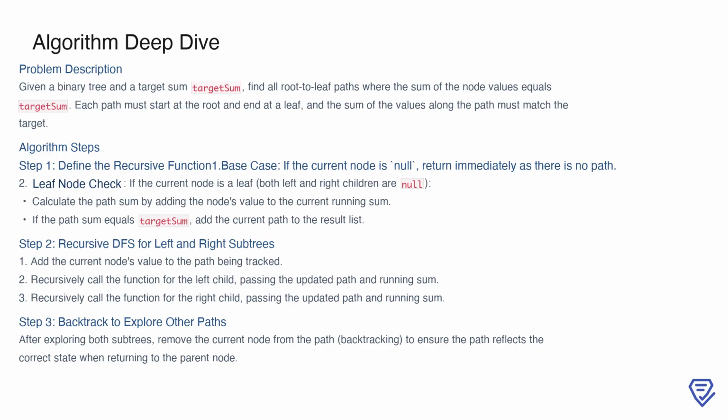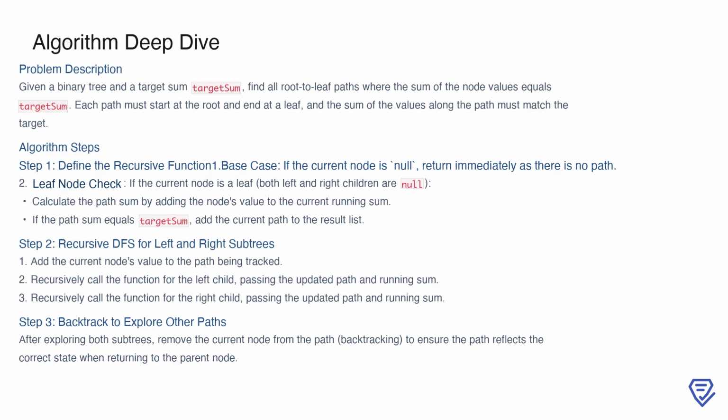After handling the base case and leaf nodes, we proceed to the second step, which is performing a recursive depth-first search on the left and right subtrees. For each recursive call, we include the current node's value in the path and pass the updated path and running sum to the child nodes. Finally, once we've explored both subtrees, we implement backtracking. By removing the current node from the path, we ensure the path is appropriately reset and ready for exploring other branches of the tree.